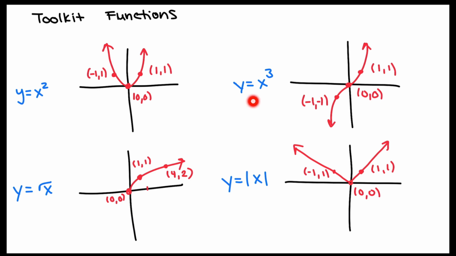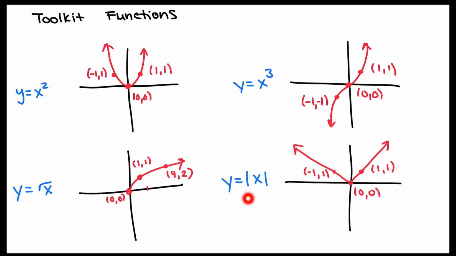We'll also be working with x cubed. That one goes up to the right, down to the left, goes through the origin, (1, 1), and (-1, -1). Our square root function, that's kind of half of a sideways parabola, so goes through the points (0, 0), (1, 1), and (4, 2). Square root of 4 is 2. That's how I got those numbers.